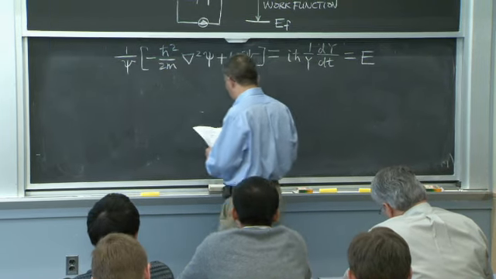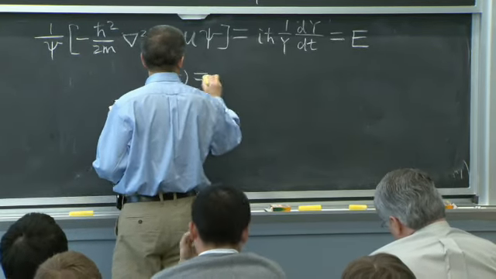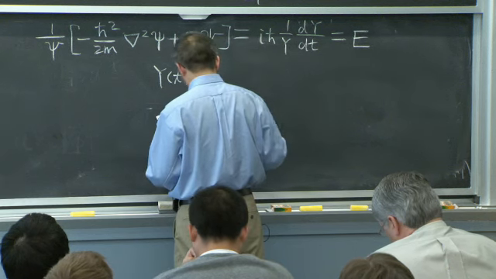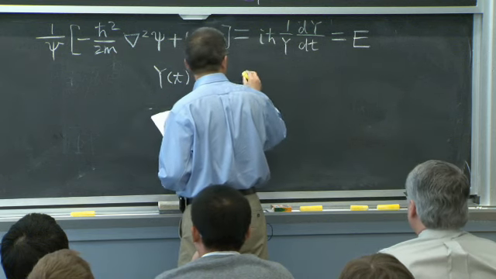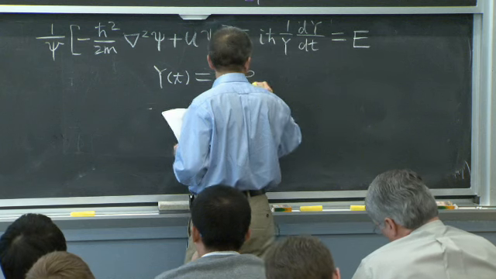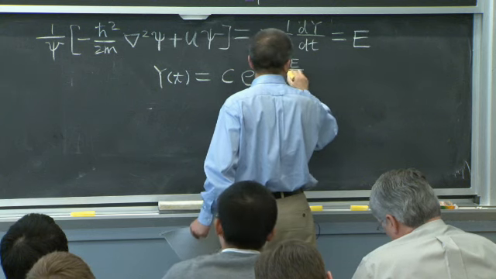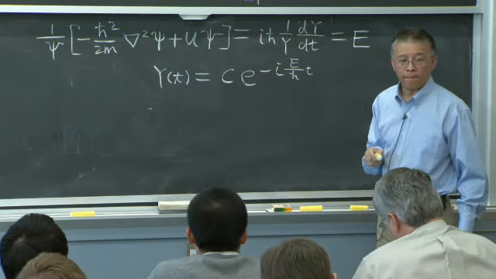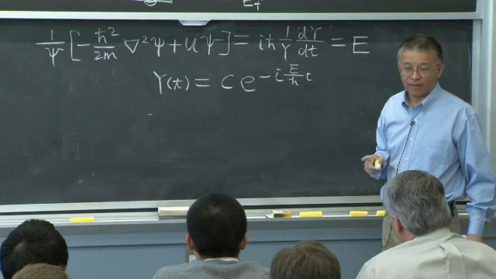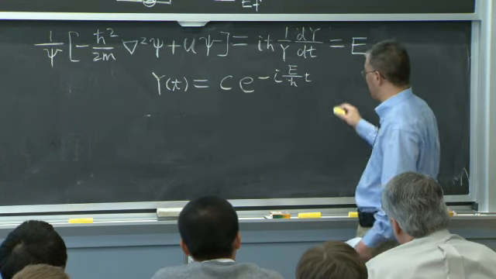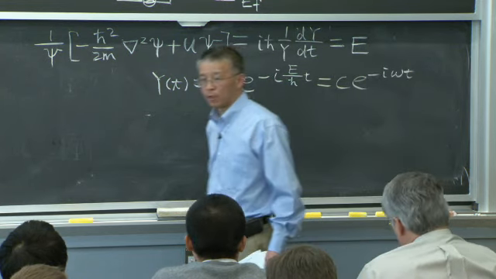So this part is easy to solve. It's a first-order differential equation. When I solve it, what I have is the time function equals a constant times the exponential of minus i E over h bar times t. E over h bar, I just use another notation, omega, so it's minus i omega t. So that's the time-dependent term.